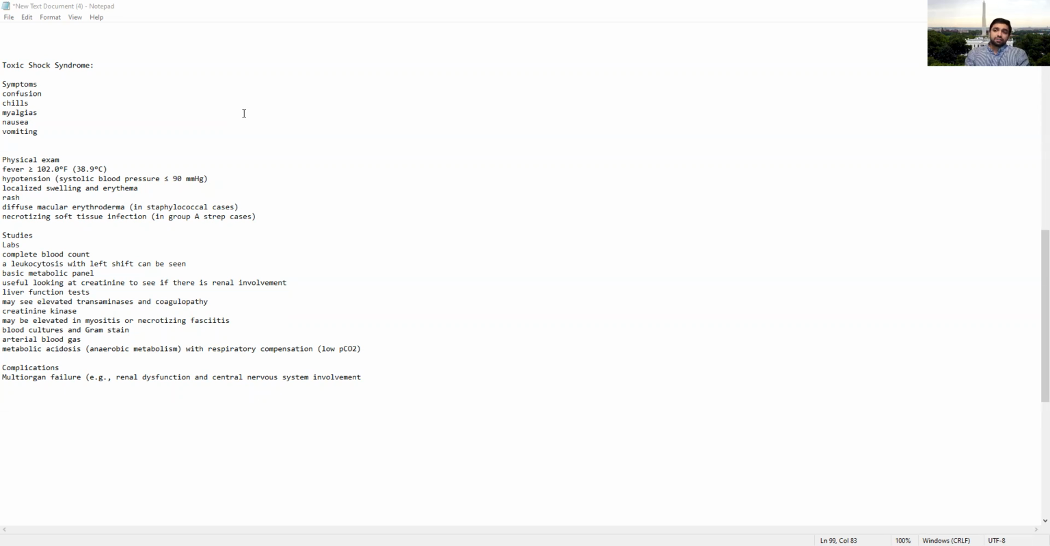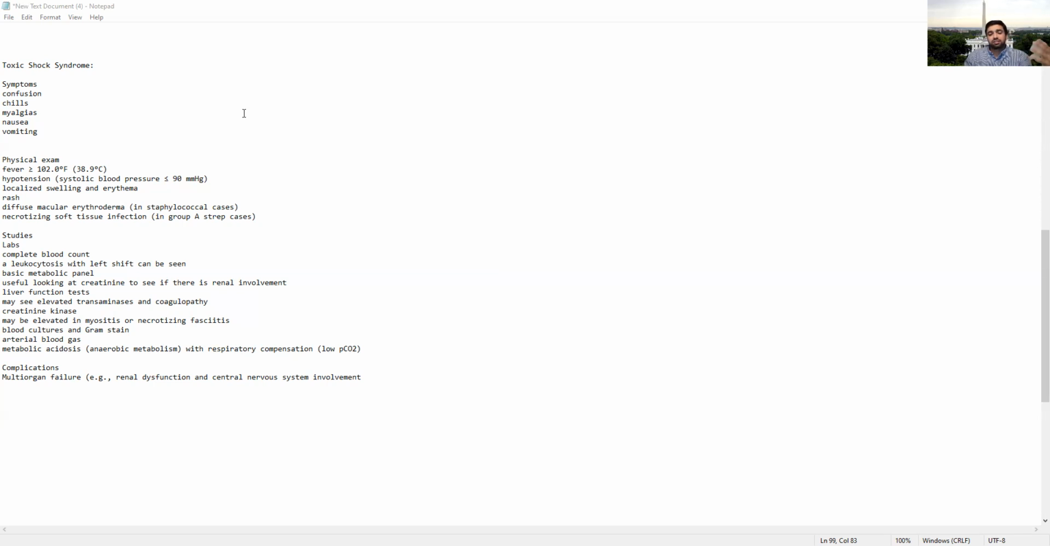Liver function tests, LFTs, are very important in toxic shock syndrome as well, because that may be elevated. Transaminases and also coagulopathy might be present. So you want to do that. LFTs are very important. Creatinine kinase, that's because you might see an elevated CK level due to the myositis or the necrotizing fasciitis that can ensue as a result of toxic shock syndrome.